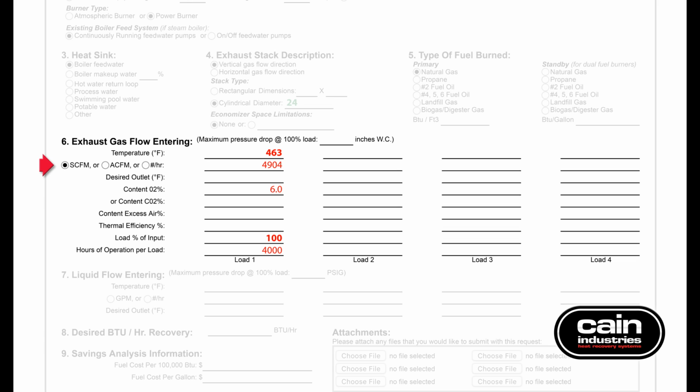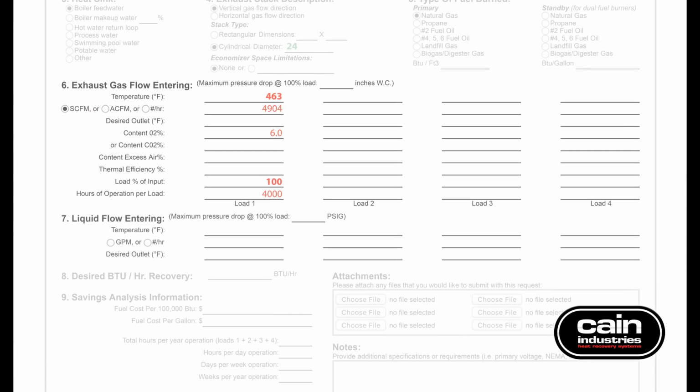Flue gas volume can be provided as SCFM or ACFM or pounds per hour. This information can be determined by current boiler service data, manufacturer's data, a combustion analyzer, or by pitot tube analysis. In addition, one of the following, O2, excess air, or boiler efficiency will better define the boiler exhaust characteristics. Conservative assumptions will be made if these measurements are not provided. Note any gas pressure drop limit at 100% load and if an exhaust outlet temperature is desired.